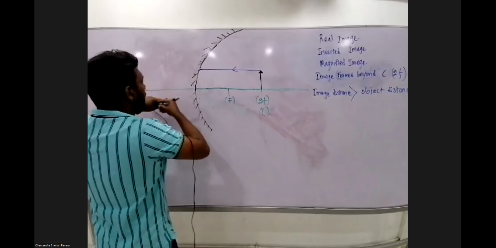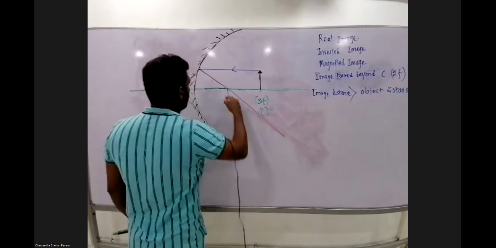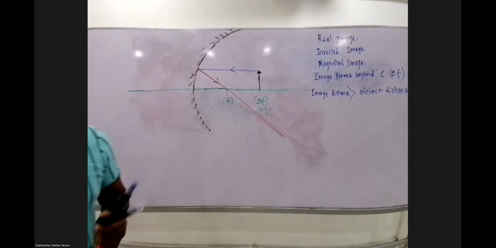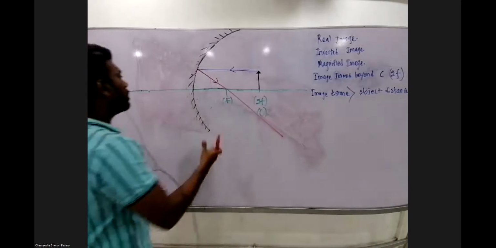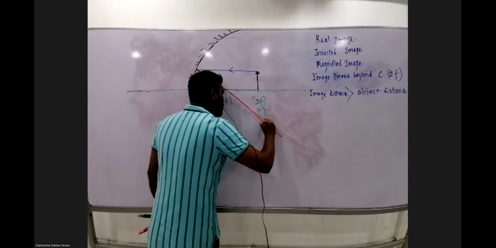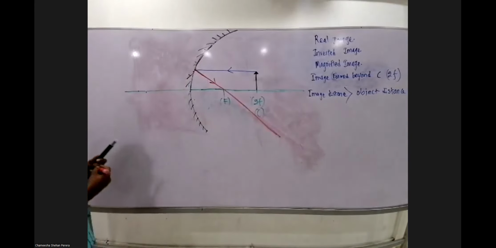This light ray gets reflected through the focal point. Now, as you know, I have to teach you one thing. The light ray gets reflected through the focal point. Okay. Right. Now, see here, I want to teach you something here.